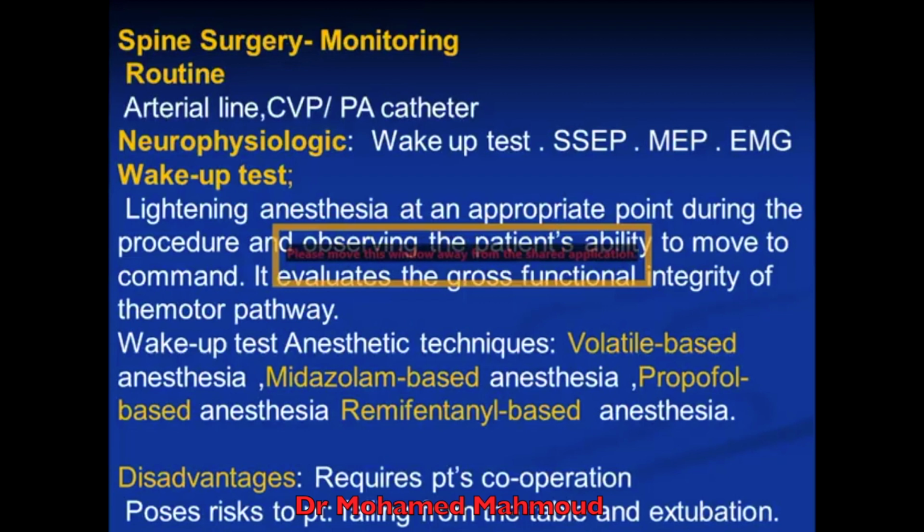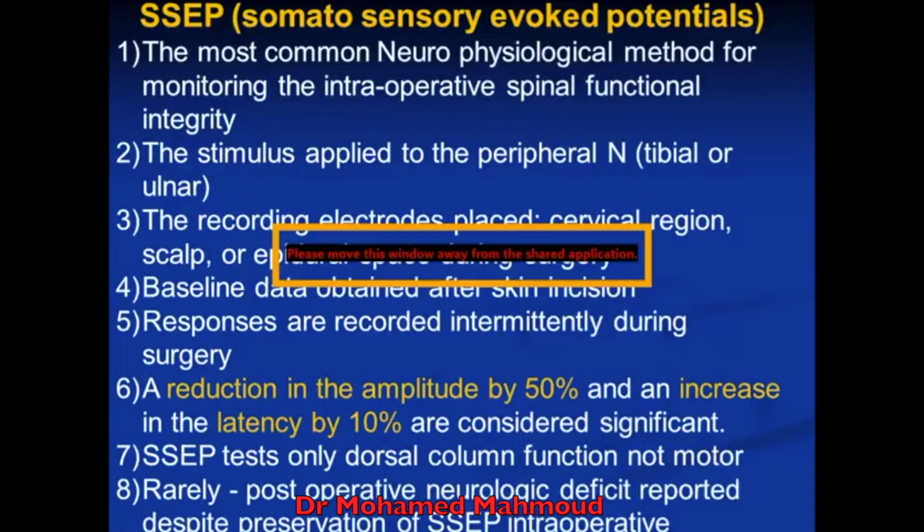Somatosensory evoked potential is the most common neurophysiological method of intraoperative monitoring of spinal function integrity. The stimulus is applied to a peripheral nerve, tibial or ulnar. The recording electrodes are placed on the cervical region, scalp or epidural space during surgery. Baseline data should be obtained before skin incision, and the responses are recorded intermittently during surgery. A reduction in the amplitude by 50% or an increase in the latency by 10% is considered significant. Somatosensory evoked potential tests only the dorsal column function, not the motor function.